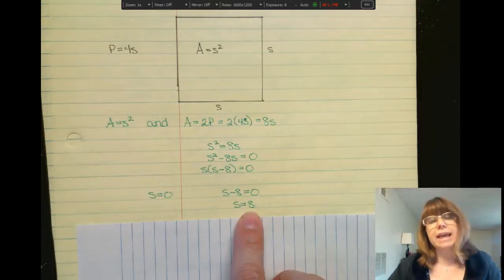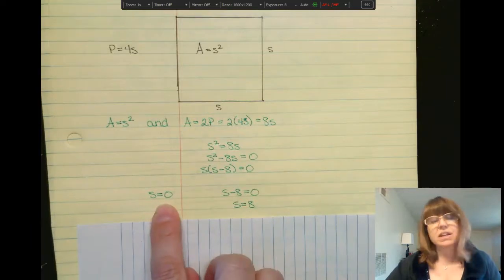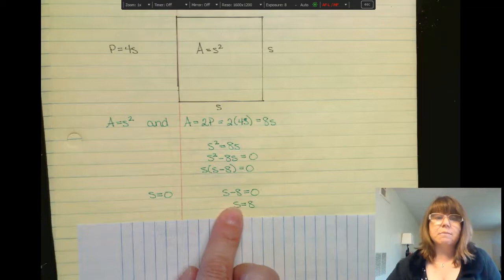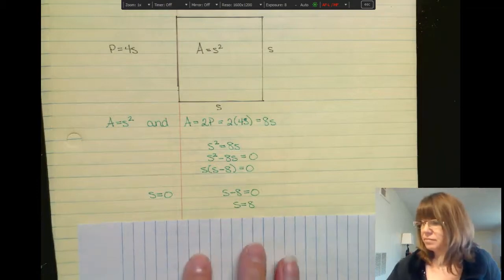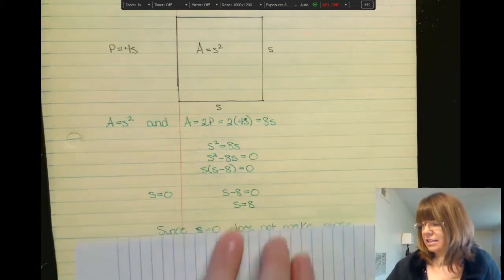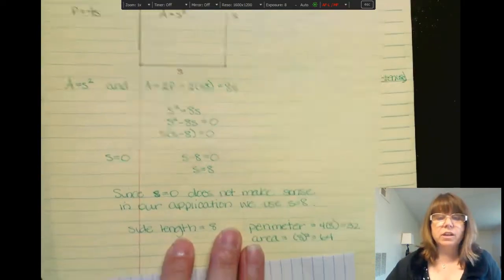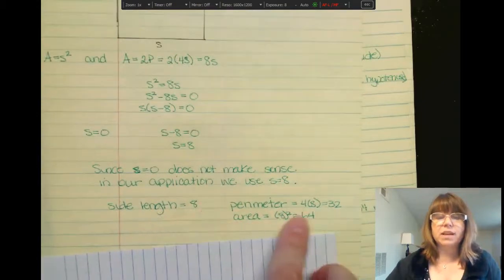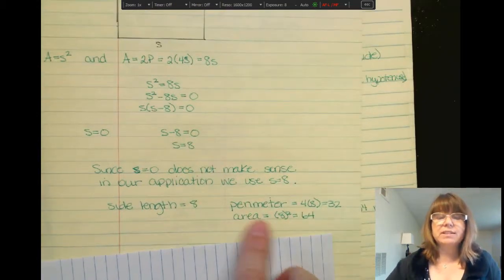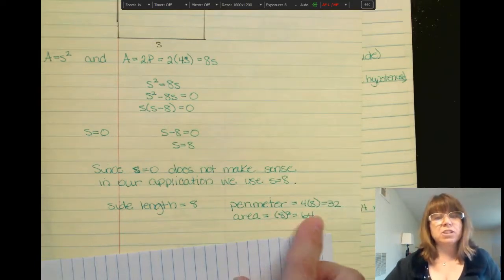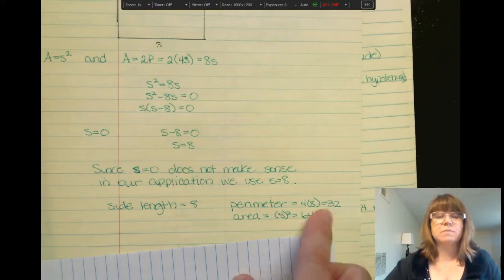Again, we're working with lengths, so a length of 0 doesn't really make sense. Otherwise, I don't have a box. It has no length, no width, no side. So the 8 makes sense. The length of its side is going to be 8. And if we want to check it, we can see that the perimeter is 4 times 8, which is 32. The area is 8 squared, which is 64. And it said the area was twice as much as the perimeter. 64 is twice as much as 32.